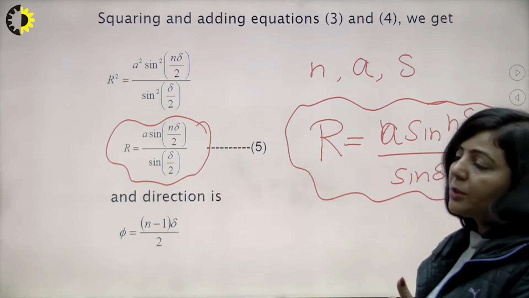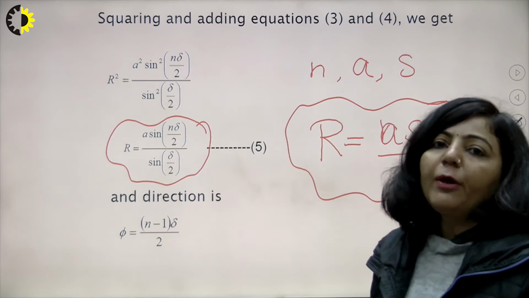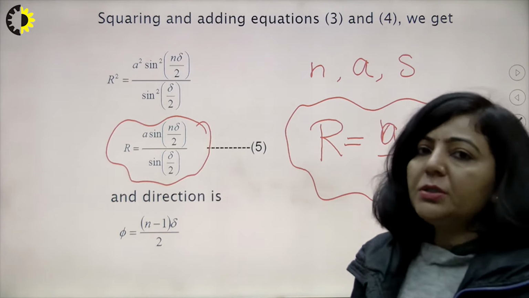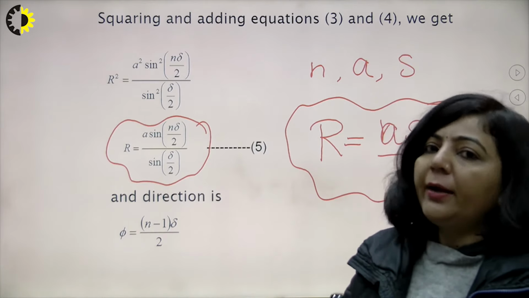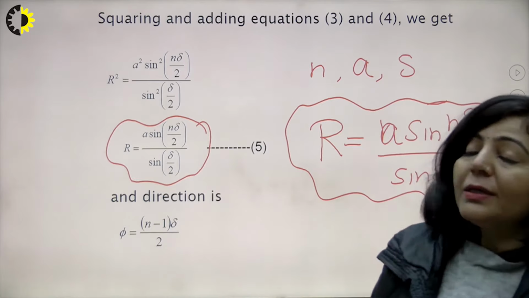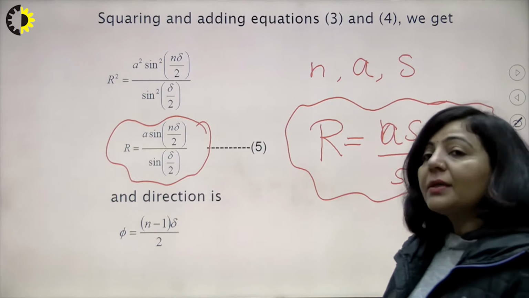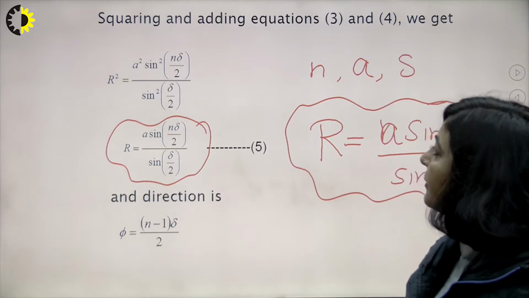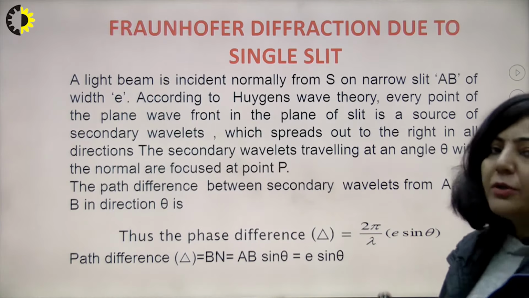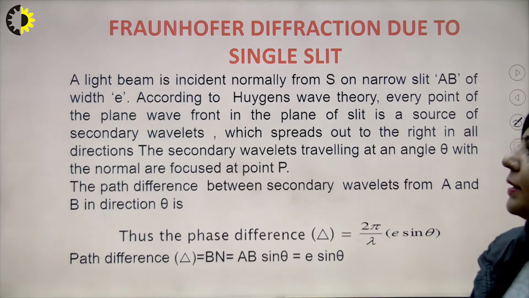Now, using this expression for the resultant of n simple harmonic motions, we are going to study single slit diffraction, double slit diffraction and n slit diffraction. And in today's lecture, I am going to discuss single slit diffraction, or you can say Fraunhofer diffraction due to single slit. So this is our first topic, Fraunhofer diffraction due to single slit.